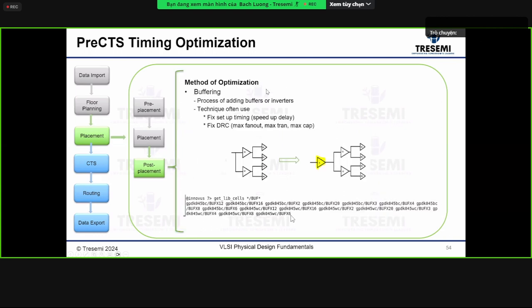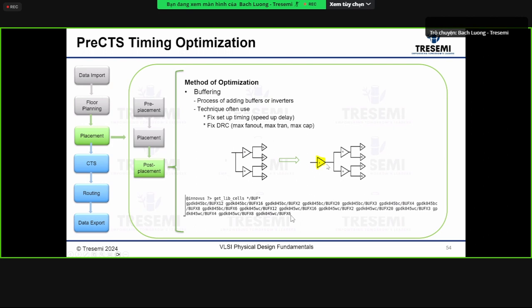Okay, so buffering, what is buffering? Buffering is the process of adding buffers or inverters. Basically, it's just adding buffers in the path to fix either setup timing or DRVs. Here is an example. This logic may be a little too slow, right? To speed it up, it adds buffers on this input here to speed up the path. So in this case, I'm putting a buffer here, and that's what inserting a buffer is.